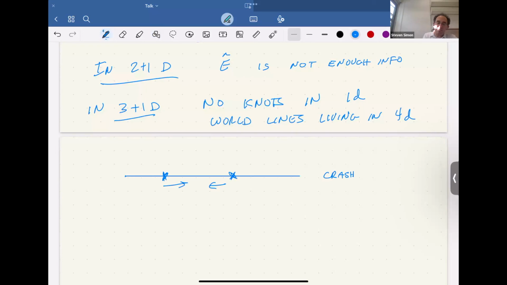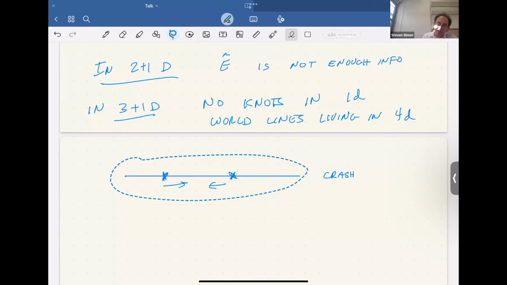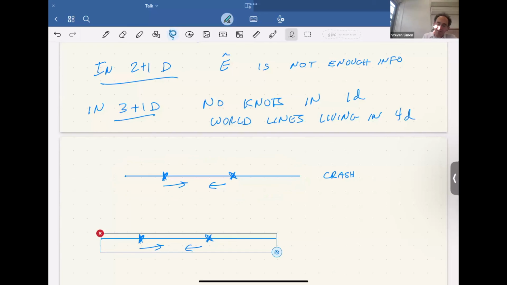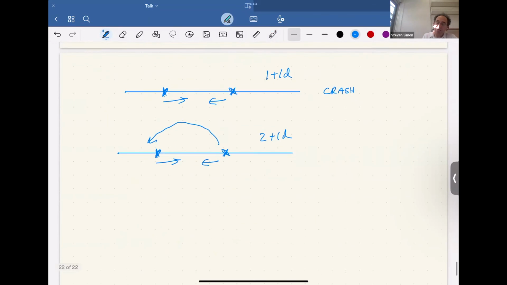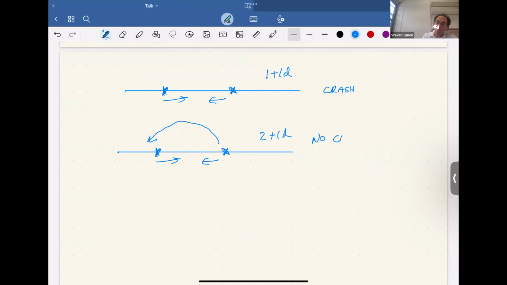But if I do the same experiment, and copy and paste it here, but now instead of 1 + 1D, I say 2 + 1D. I take these 2 particles, I move them towards each other, and I want to get them past each other to the other side. Well, I can get them past each other without touching easily by just moving one around the other. Okay, so it's no crash.